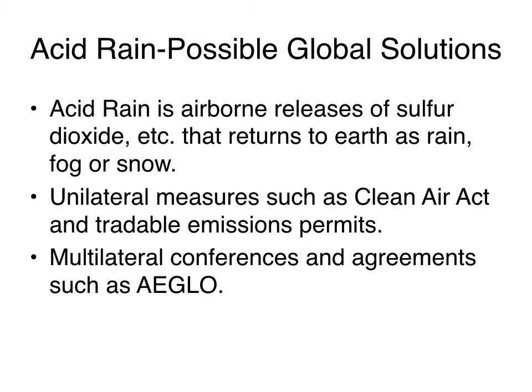But there have also been multilateral conferences and agreements, such as the Gothenburg Protocol. It's the protocol to abate acidification, eutrophication, and ground level ozone in Sweden during the 1999 meeting. So there's been lots of groups that have met to deal with the issue and problem of acid rain.